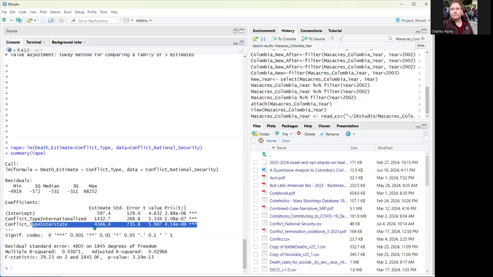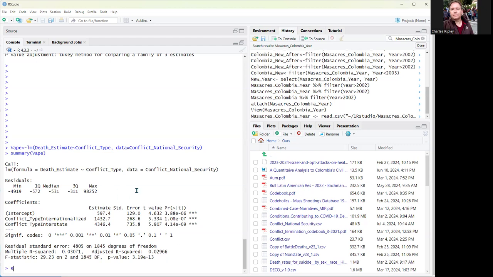That's the estimate. So that's saying basically compared to internal, you're getting what? 4,346 more deaths on average than the internal. And then you've got internationalized, you're getting 1,432 deaths on average with every increase. So this is pretty intense, showing that these two have significantly higher death rates on average than internal. But how can we see all of them compared?